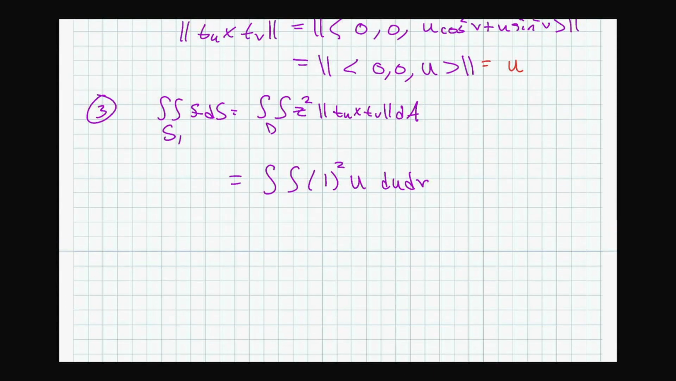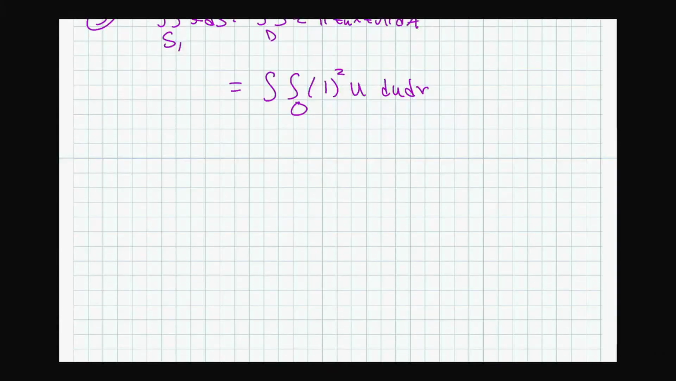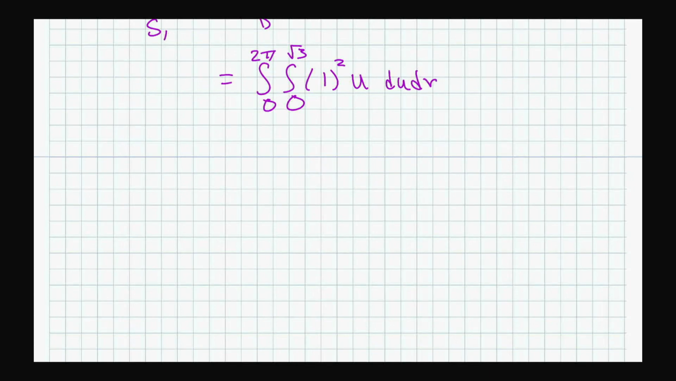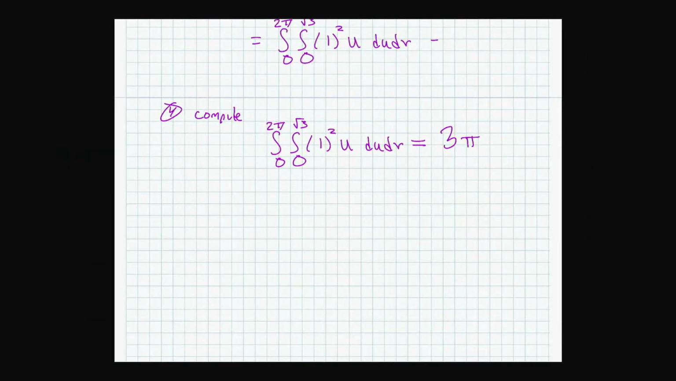And what are the limits for u and for v? If we look, our limits for u and for v are right here. U between 0 and root 3, v between 0 and 2 pi. So that's a pretty straightforward integral. I'm just going to tell you the answer here. This is a very simple integral, right? So step 4, compute the integral. And I'm just going to say that this is equal to 3 pi. Very simple integral to do though, right? This is u squared over 2, you plug that in, and then integrate v. So 3 pi. Now that's only for S1.